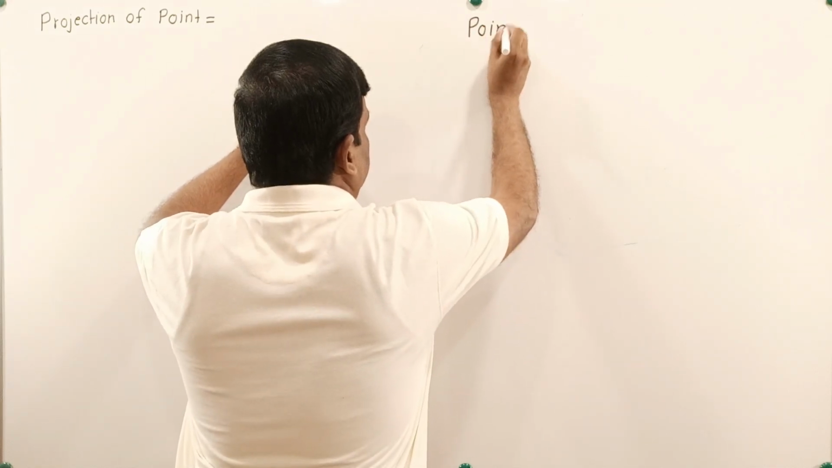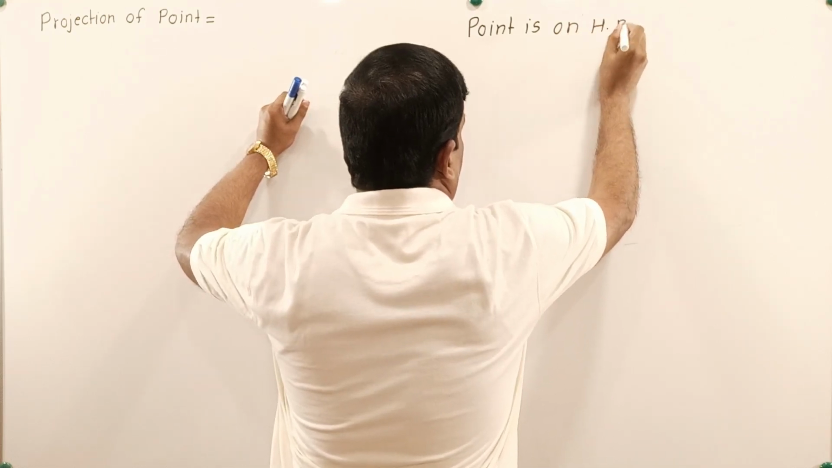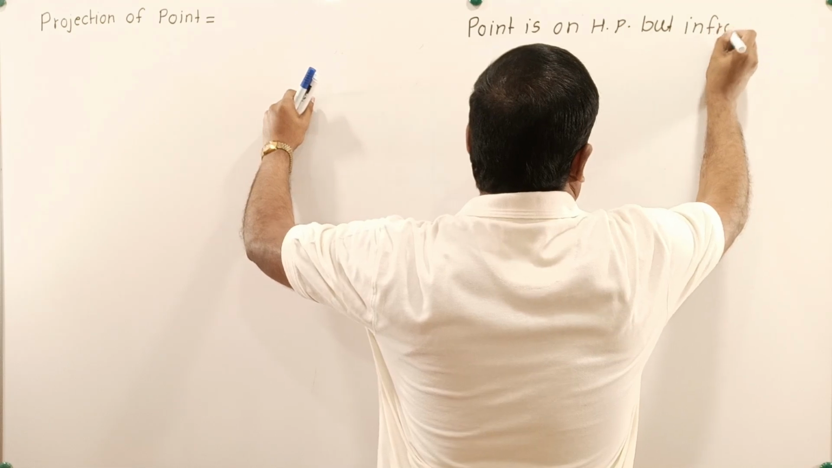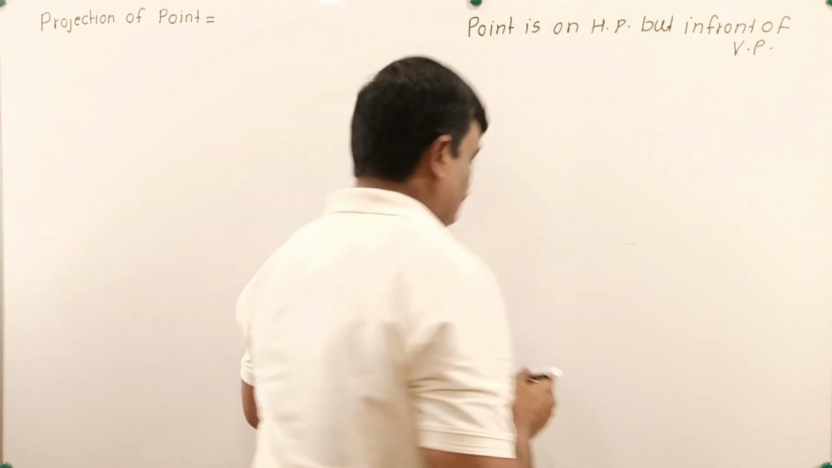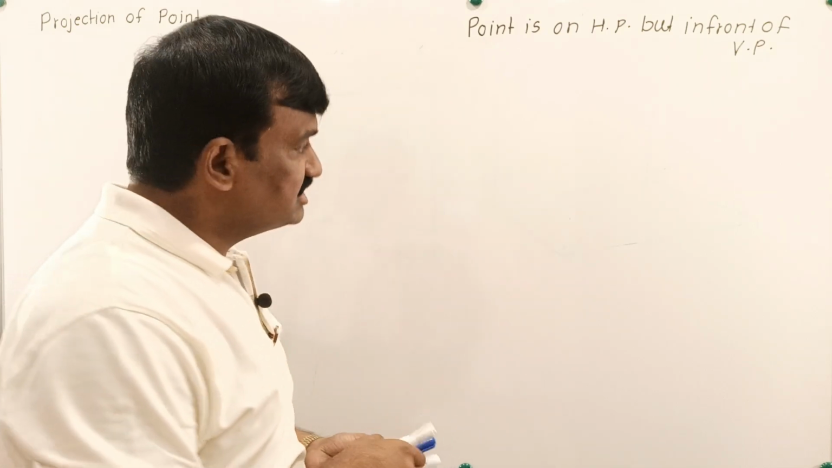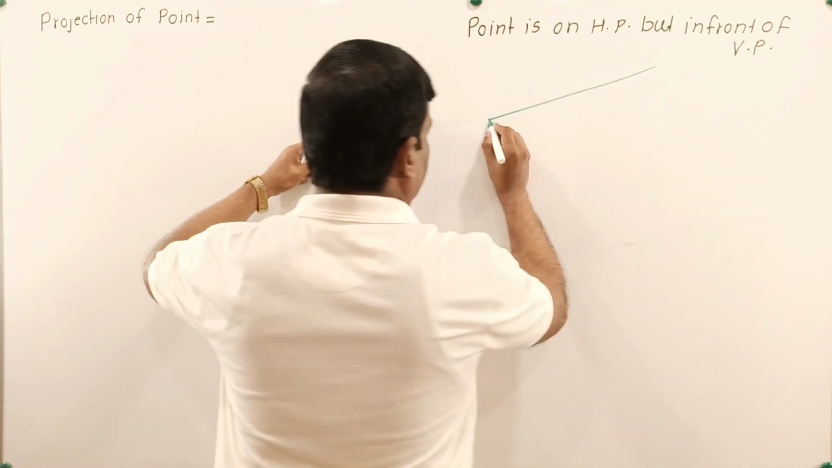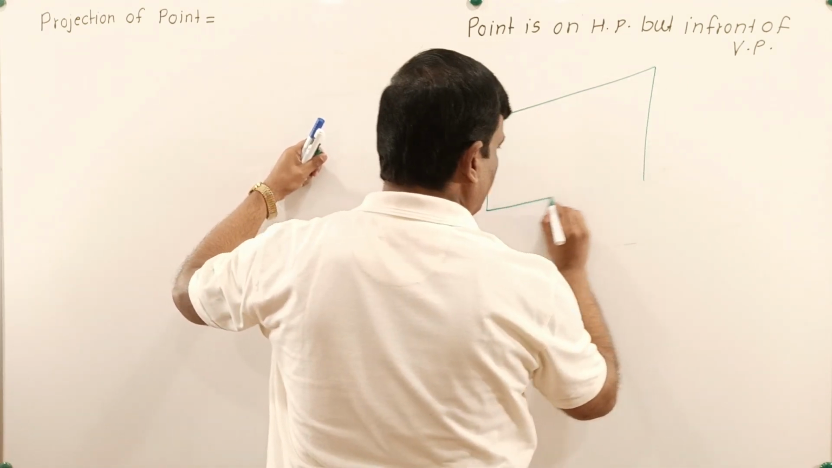Point is on HP but in front of VP. The point lies on the surface of HP, but it is in front of VP. So this is called the vertical plane.